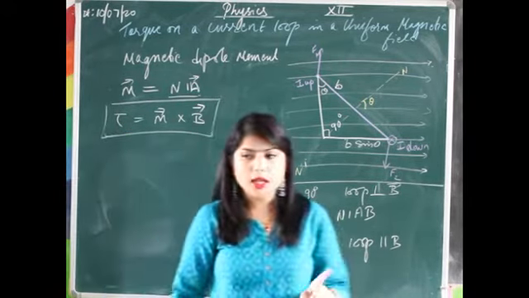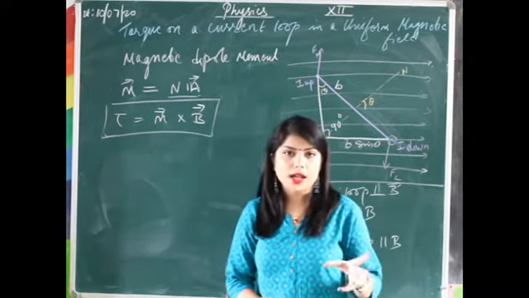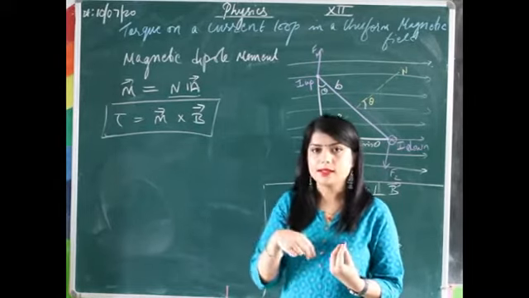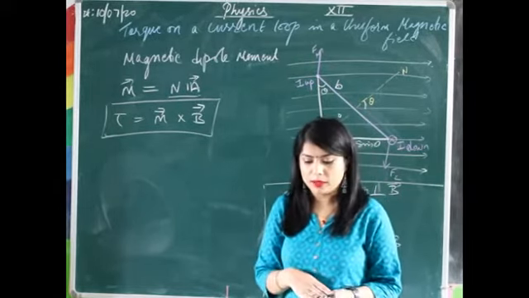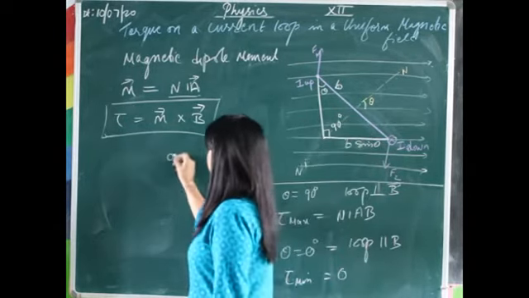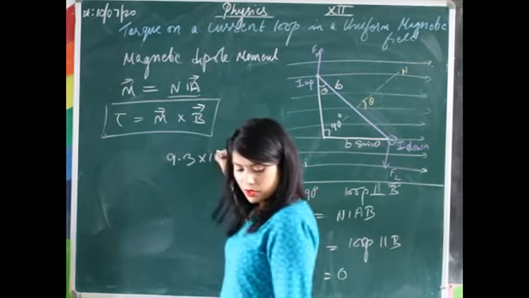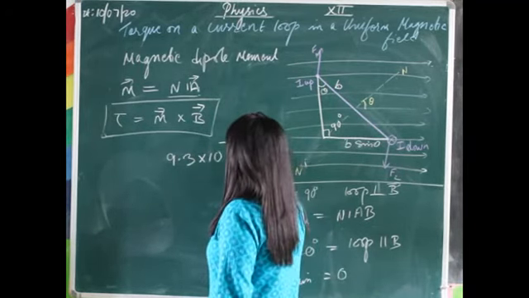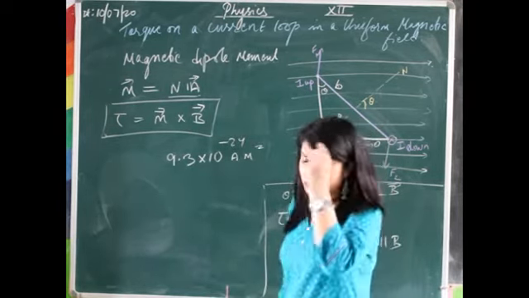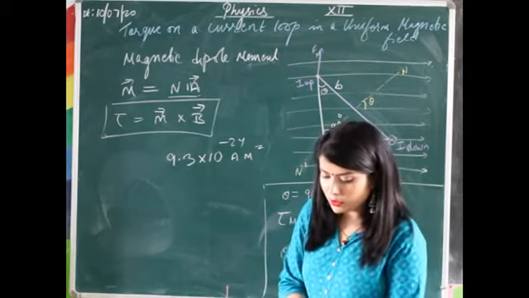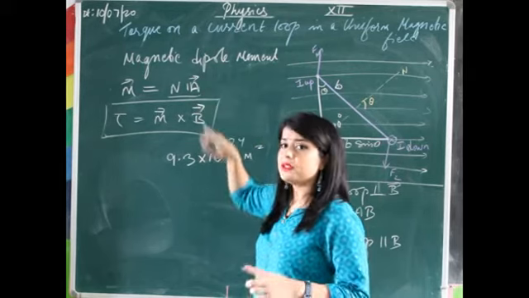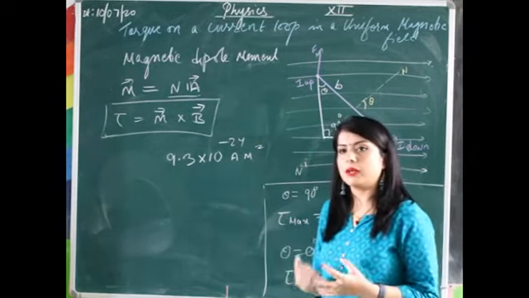One example of magnetic dipole moment is the hydrogen atom. When the electron rotates about its own axis, it creates a magnetic dipole moment, and the value of that magnetic dipole moment for the hydrogen atom is 9.3 into 10 to the power minus 24 ampere meter square. So this will be the magnetic dipole moment of the hydrogen atom. Remember this equation of magnetic dipole moment.